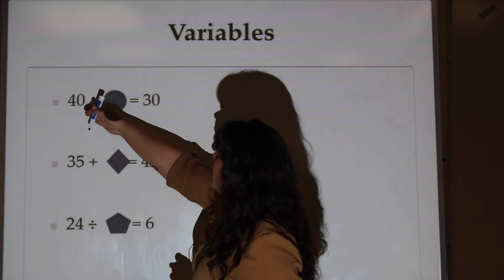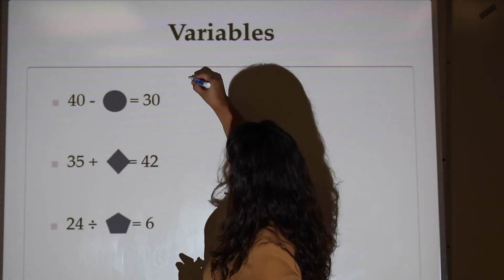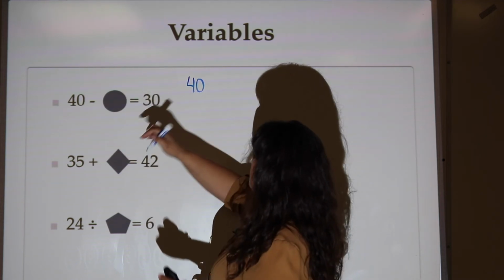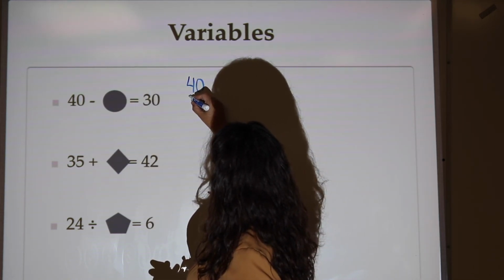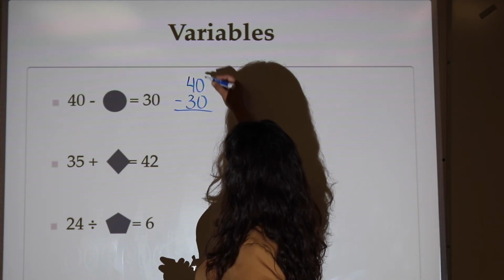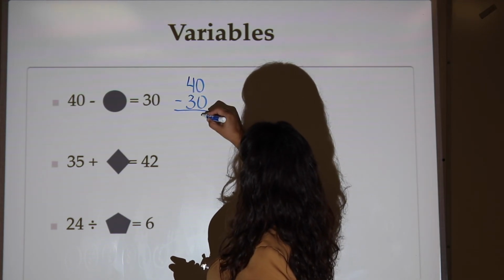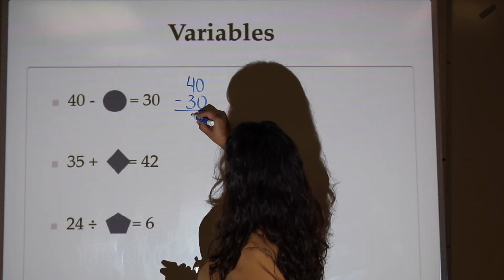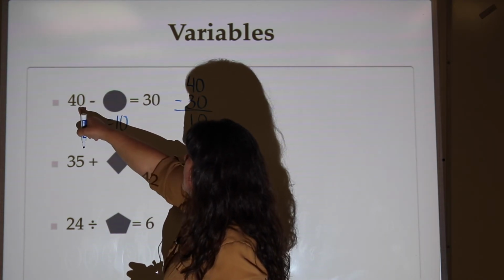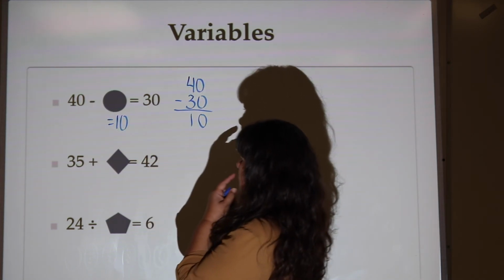Okay, so here we would take what we do know. We know we have 40. And I'm going to make it the opposite. So I'm going to make this 40, and I'm going to have my 30 here. I'm going to subtract these 2 to try and figure out what my answer would be. So 0 and 1. So this one right here would be 10. 40 minus 10 equals 30.